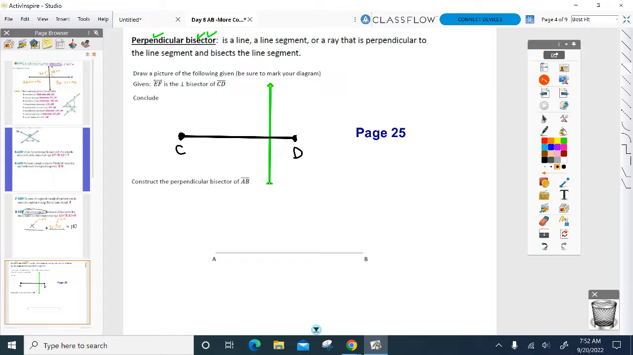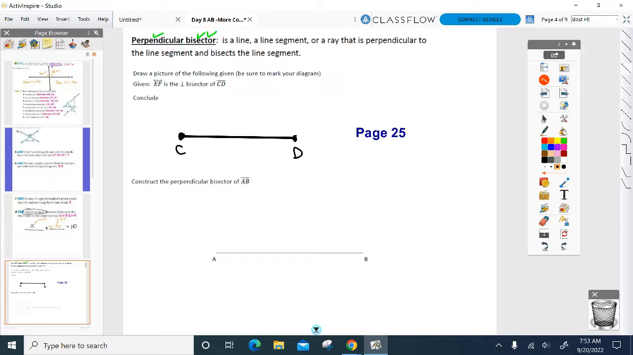Everyone agree? All right. Why wouldn't EF work here? I'm cutting CD in half. Why not, Charlie? Because they're not right angles. That's not right angles. So I want you right now, as I walk around, draw line EF so it's perpendicular and bisects CD. Go ahead.